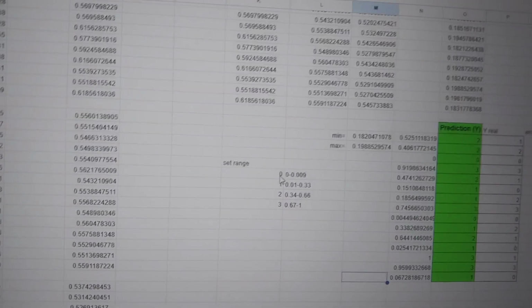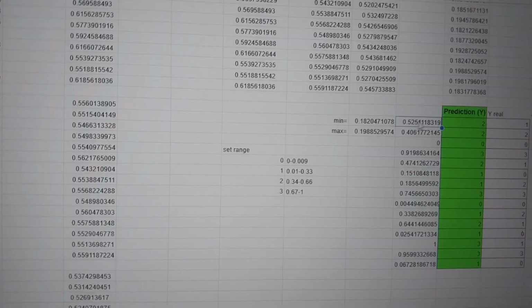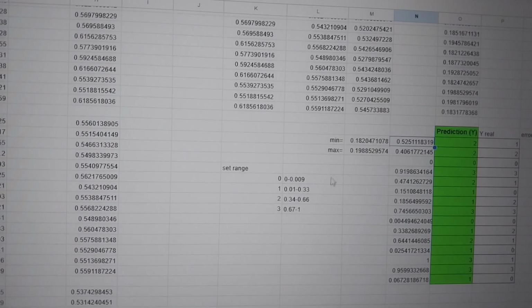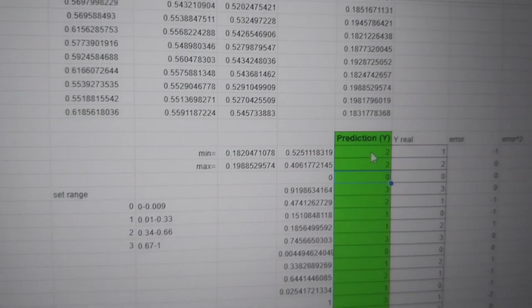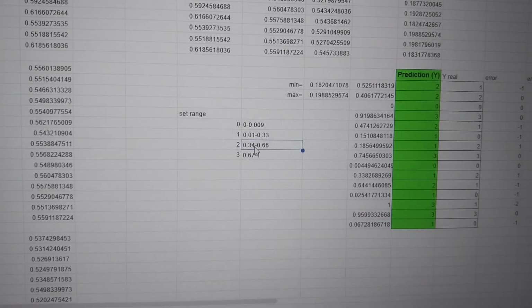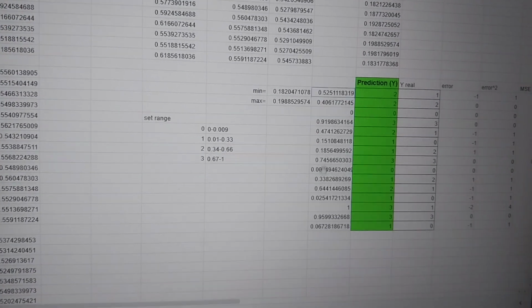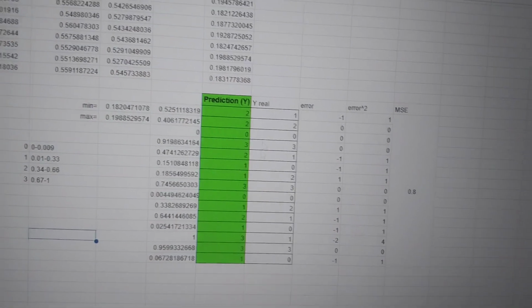So as you can see, I set a condition for 0. If the value of this is 0 until 0.009, then it will be 0, such as this 0 here. But this value here is 2 because it is between 0.34 until 0.66. And I did the same thing for the whole column here. And then we get Y real from the given table.